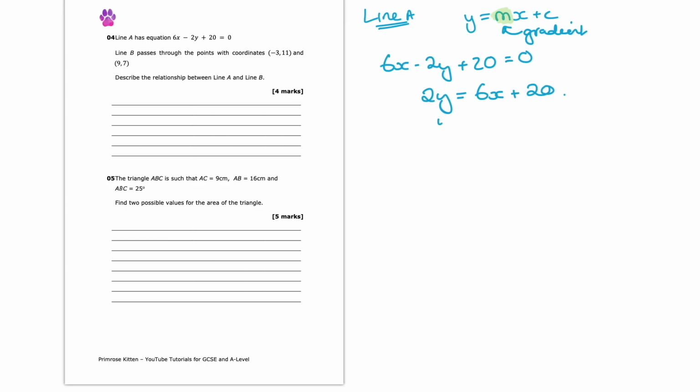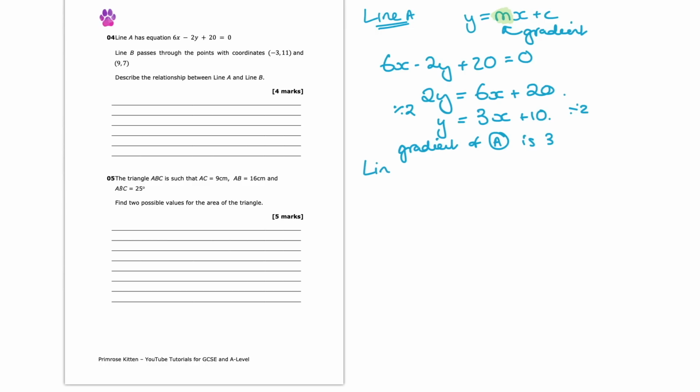Then to get the y literally on its own without any factors or anything, we will then divide through by 2. So dividing both sides here by 2, we're going to get y equals 3x plus 10. So by doing that, we know that the gradient of A is 3. Okay? Then for line B, we're not given a line, but we are given 2 coordinates.